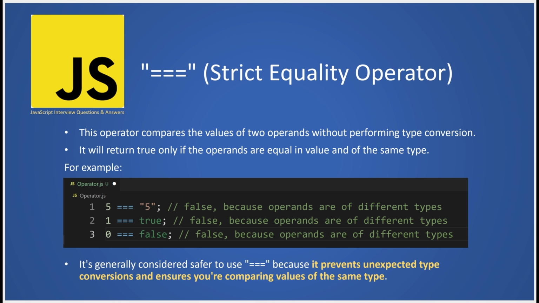So you might be thinking, which one should you use? Well, it's generally safer to use === because it doesn't do the unexpected type conversions. It ensures you're comparing apples with apples, not apples with oranges.